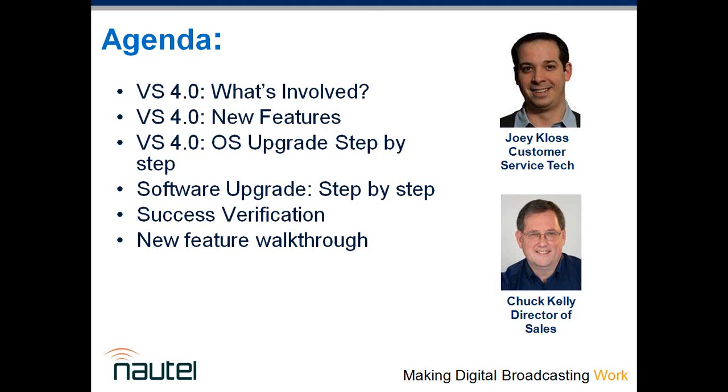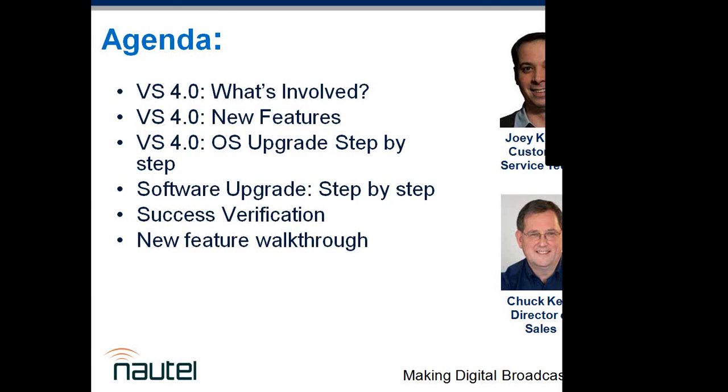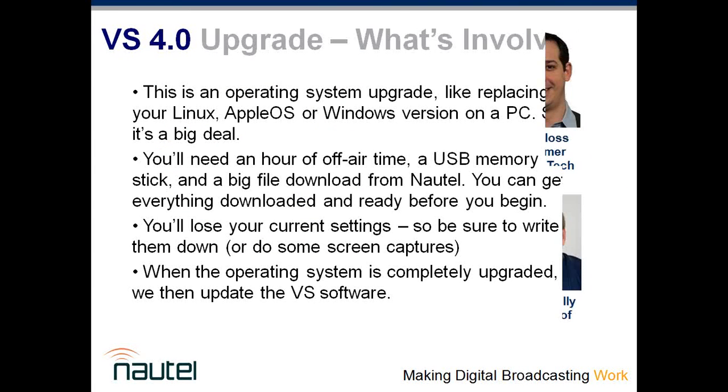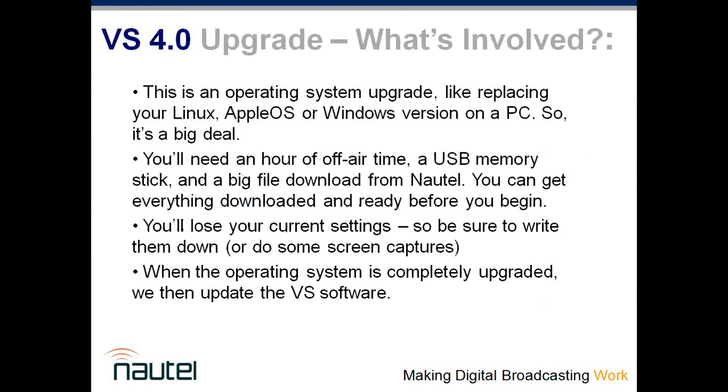That's going all right. So here's the things we're going to talk about today, and we're going to make this as brief as possible just so you understand how easy and quick it is to upgrade your VS to version 4 software. First off, we're going to talk about what's involved. We're going to talk about the new features you get as part of this. We're going to talk about doing the OS or operating system upgrade step by step. We're going to talk about doing the software upgrade step by step, checking out how you know you've got it right. And then we're going to walk through the new features, and we're actually going to show a unit that's on the air in Quincy, Illinois.